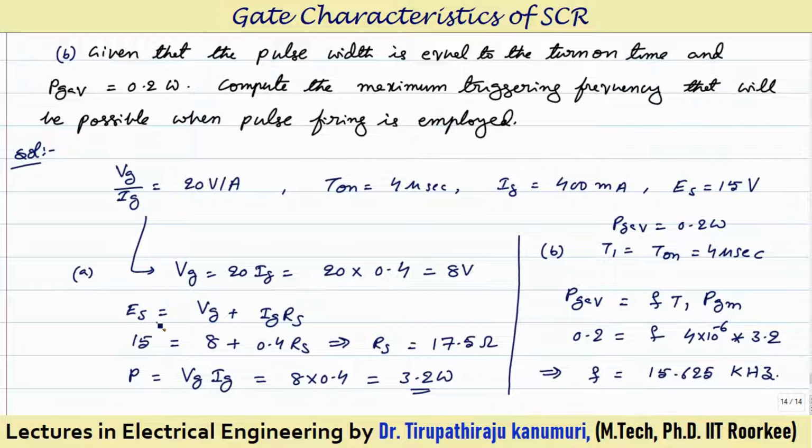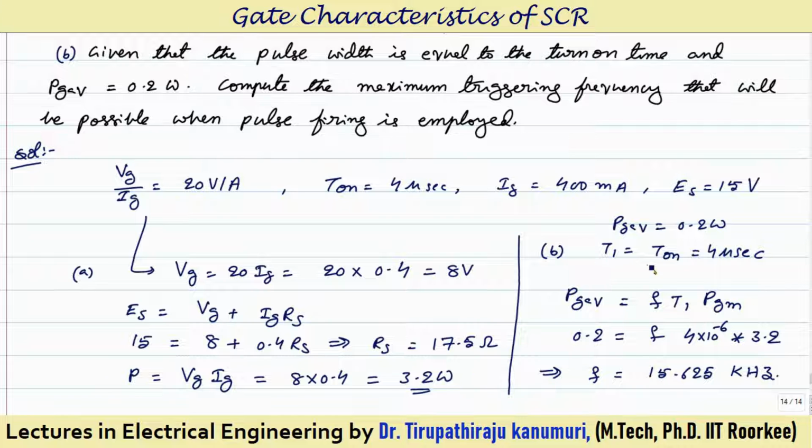Now coming to the Es, we know Es is equal to Vg plus Ig into Rs. So 15 is equal to Vg is 8 plus Ig, which is 0.4, multiplied by Rs. Rs is not known. So we solve it, we get the value of Rs is equal to 17.5 ohms. So the power P will be equal to Vg multiplied by Ig. This is equal to 8 multiplied by 0.4, which is equal to 3.2 watts.